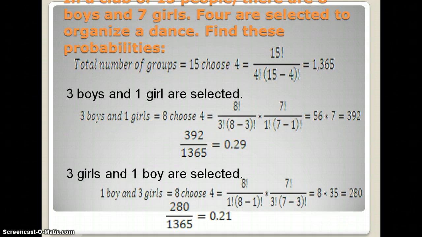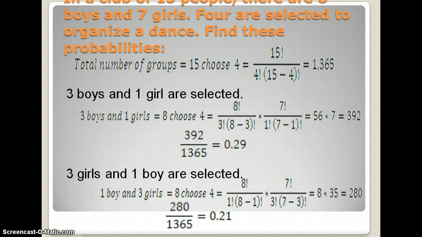Same scenario, but what if we're looking at 3 boys and 1 girl? Well, now we have to take into account, if you look at the answer to this, we have 2 different parts to this. We have 8 choose 3, and we have 7 choose 1. Well, the 8 choose 3 represents how I'm going to pick the number of boys. The 7 choose 1 is how I'm going to get the number of girls. When I put those together, there's 56 committees that have 3 boys, 7 that have 1 girl. I multiply those together, so there's 392 different possibility groups that have 3 boys and 1 girl in them. Do a little division. There's a 0.29 probability that I'll end up with a group that has 3 boys and 1 girl.